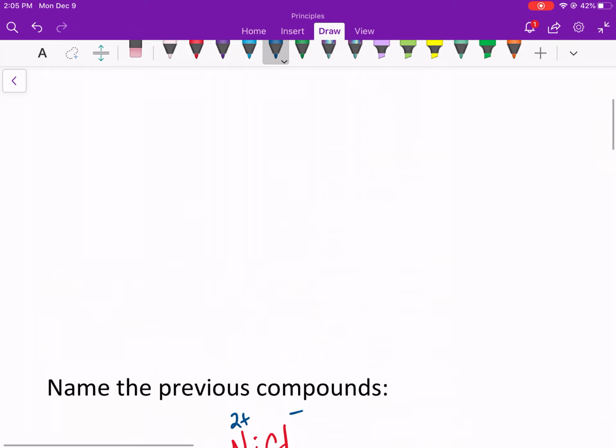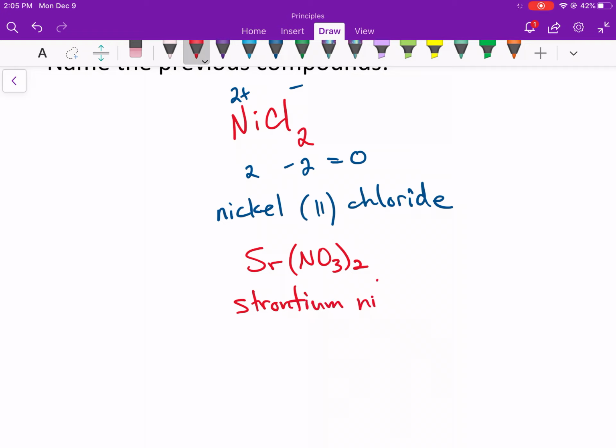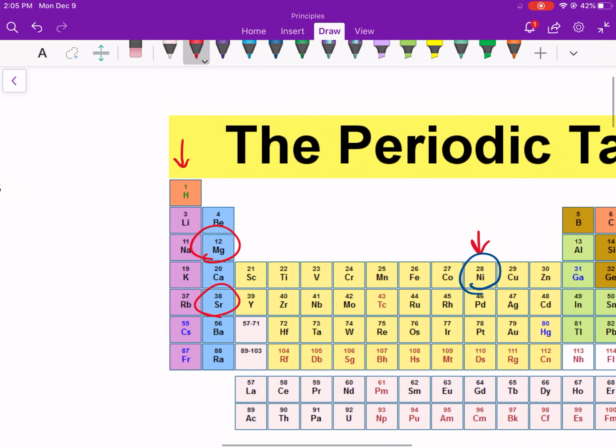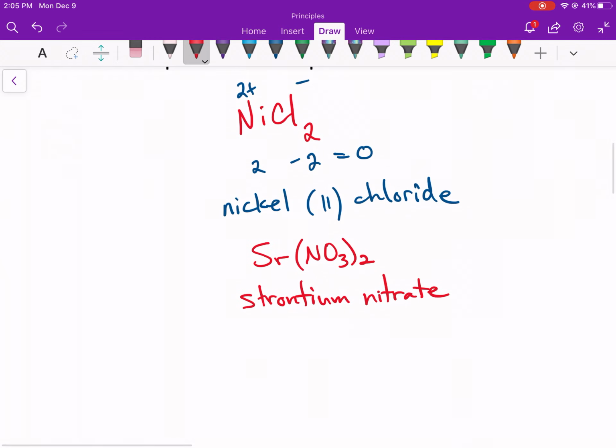The next one up was Sr(NO3)2. Okay, so this one would be just called strontium nitrate. No Roman numeral because strontium is in the S block. It has a constant +2 charge. So we don't need a Roman numeral. In fact, you should not have a Roman numeral. And the nitrate is just the name of that polyatomic ion.